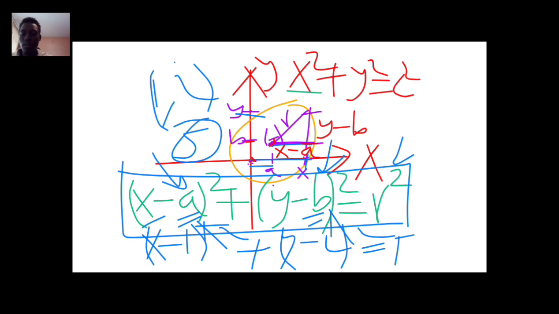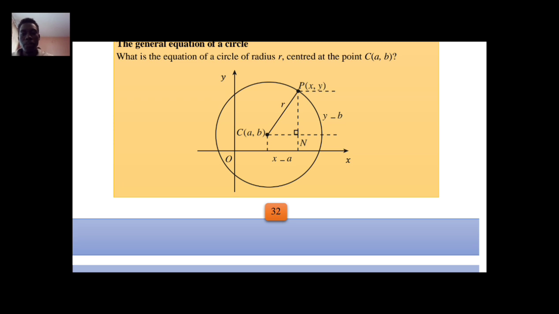Let us see more examples. This is just an explanation. Look here. This is the circle, and this is the center of the circle. The coordinates of the center are a and b, where a represents the x value and b represents the y value. And x and y represent the coordinates of a point on the circumference, this part of the circumference. This point is located at x and y.